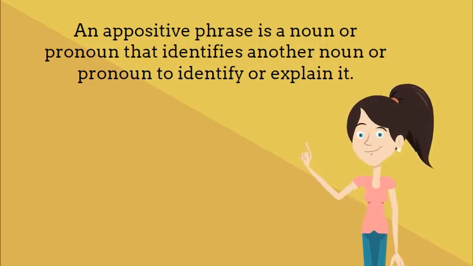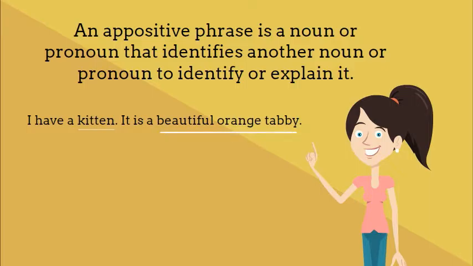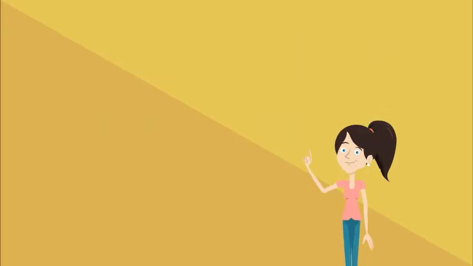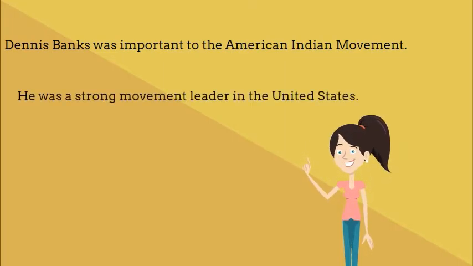An appositive phrase is a noun or pronoun that usually follows another noun to identify or explain it. Sometimes the noun might be mentioned in one sentence, and the noun phrase that identifies it might be in the following sentence. If this occurs, you can combine the sentences to make it more concise. Here's an example. Dennis Banks was important to the American Indian movement. He was a strong movement leader in the United States.